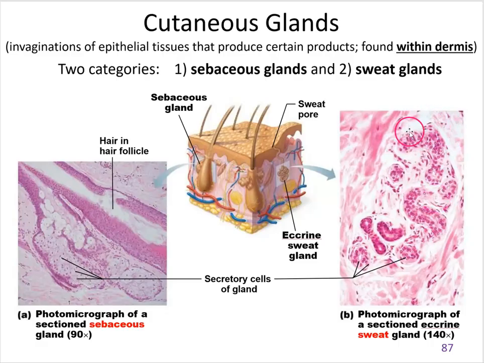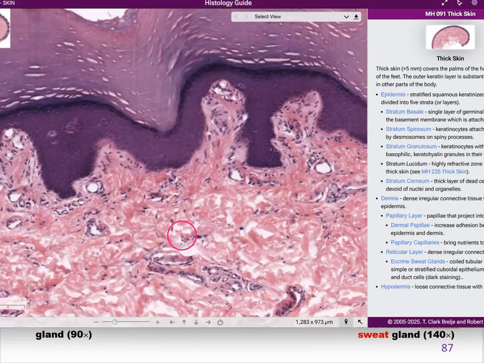But they stand out from the dense irregular connective tissue around them. So these are going to be in the dermis. Hair follicles are going to be in the dermis and hypodermis. And so they stand out in histology. So let's see if we can find them.